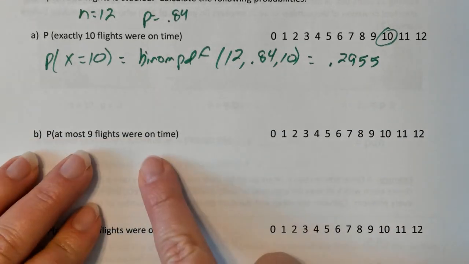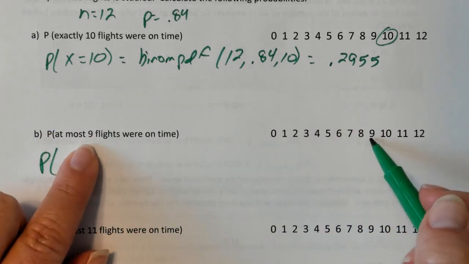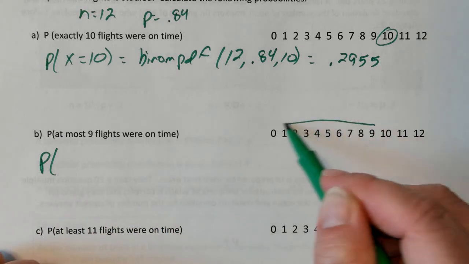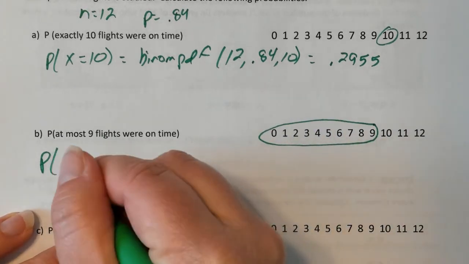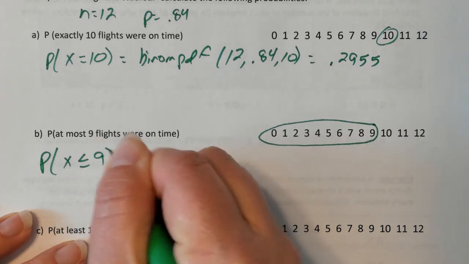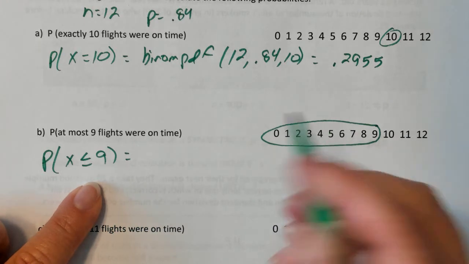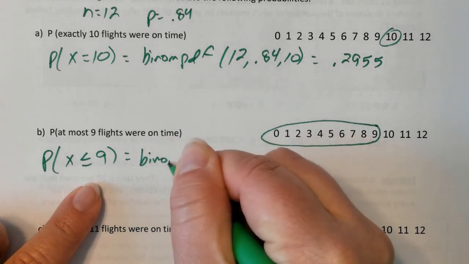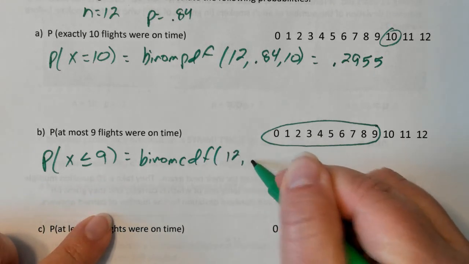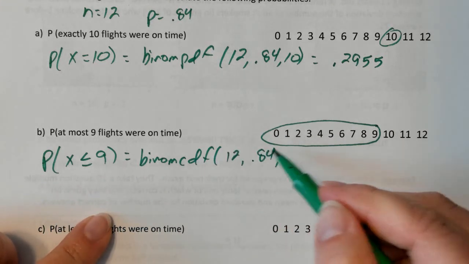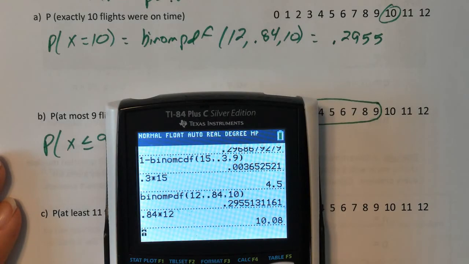All right, part B, at most 9 are on time. So at most 9. 9 is the most. So we're looking for up to 9. So notice X is less than or equal to 9, up to 9. Since this is a multiple number situation, we're going to do binomcdf. Still 12 trials, still 0.84 for each one, and our max number is 9. And we will type that in our calculator.